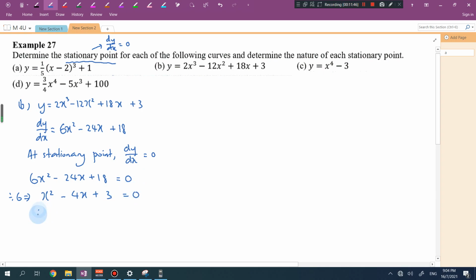Okay, so correct. Then we do the factorization for this quadratic equation. So you have 3 here, 1, negative, negative. Okay, correct. x minus 1 is equal to 0, or x minus 3 is equal to 0. So we know that x is equal to 1, or x is equal to 3. So we have two stationary points here.